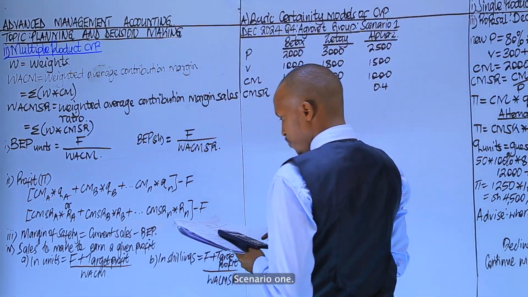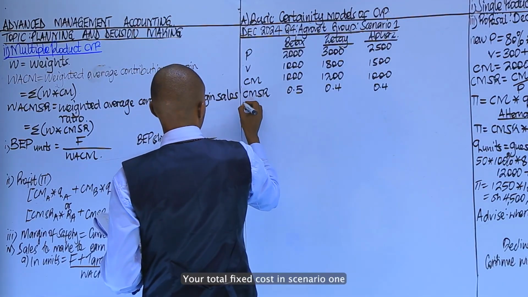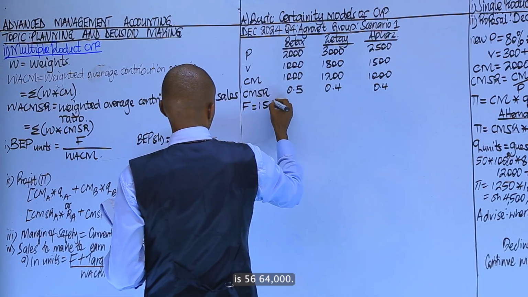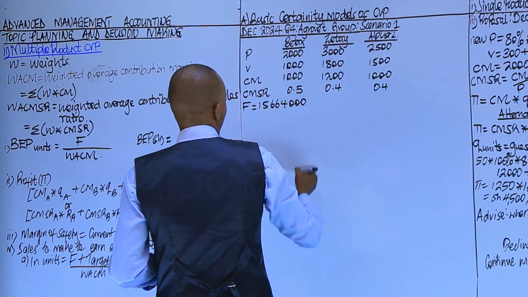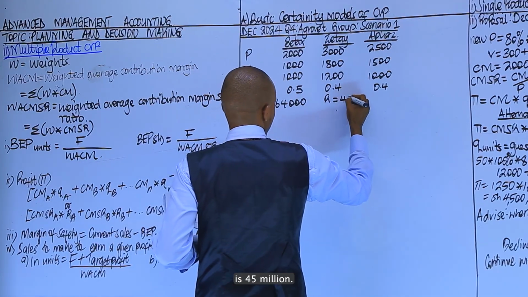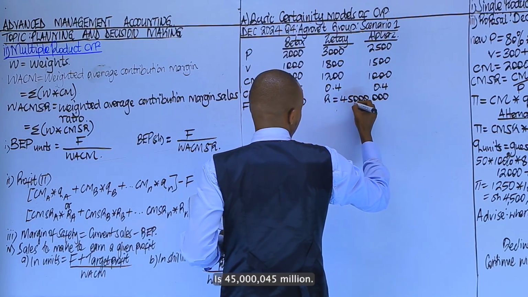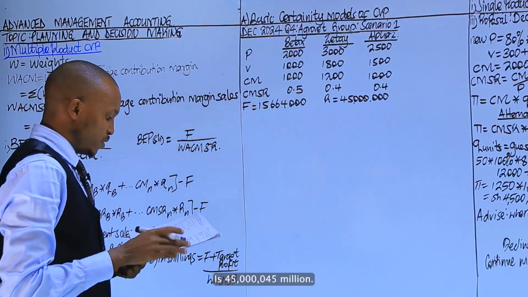Your total fixed cost in scenario 1 is 15,664,000. Your total revenue is 45 million.